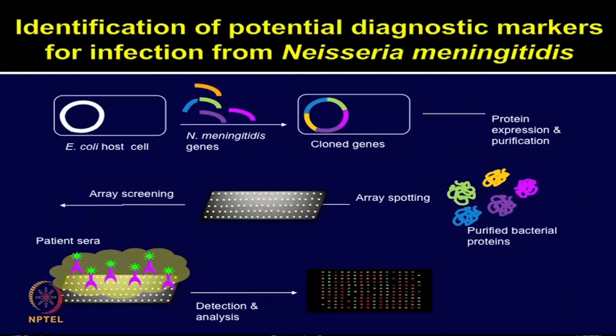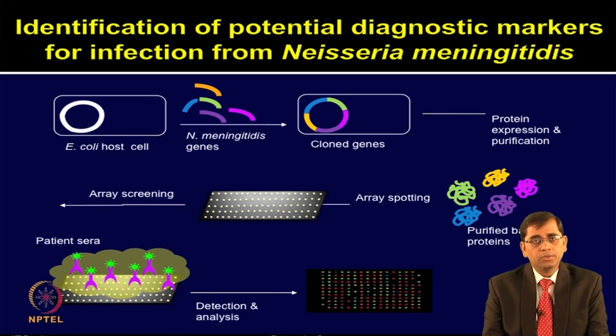In this study, we will talk about identification of potential diagnostic markers for infection from Neisseria meningitidis. Neisseria is the most common cause of meningitis disease and it also causes epidemic outbreaks. To investigate the immune responses to the phase variable expressed proteins, Steller et al. applied protein microarrays to screen the meningitis patient serum. This is the first study which aimed to investigate the genetic phase variations in the pathogens.